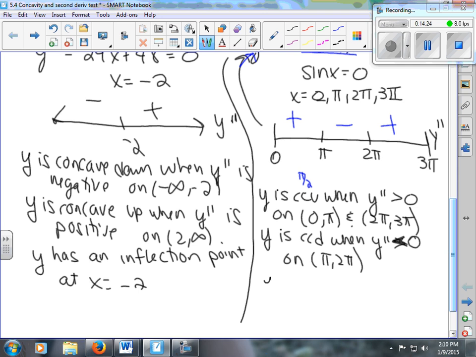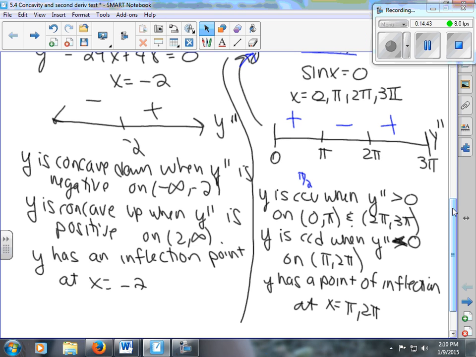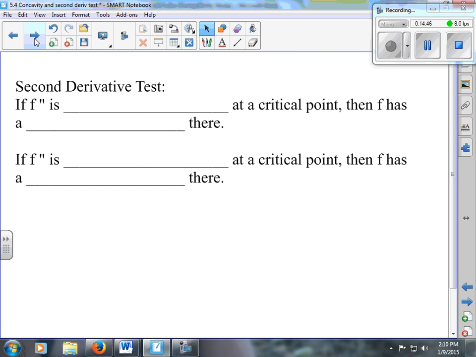Finally, y has a point of inflection at x equals anytime my concavity changed. So that was at pi and 2 pi. And those are our first 2 examples. Okay, we're going to learn another thing.